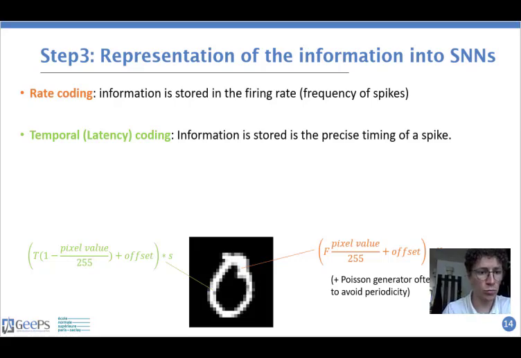I provide here two very simple ways to implement rate code and latency code. We see the two formulas, which are very, very simple, and that's also probably why they are the most well-known coding techniques, and they are the most used.